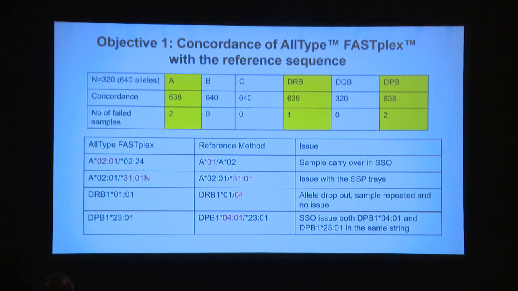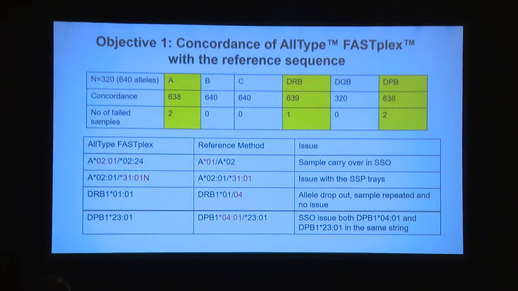So in this table, these are just some of the discordants that we found using the new method. With AllType FASTplex, as an example, it was typed as 00201 and 00224. When we compared it to our reference method, it was actually 001 and 002. And then when we looked back into the SSO run, which was done 2 years ago, we found that this was actually a sample carryover in SSO, and we had to make a corrected report after 2 years.